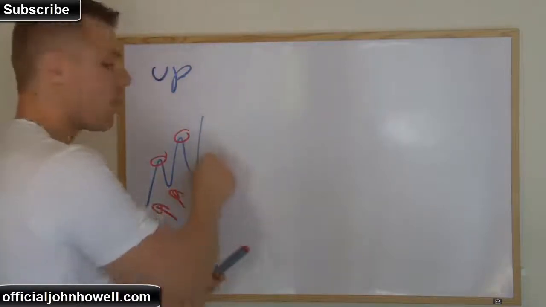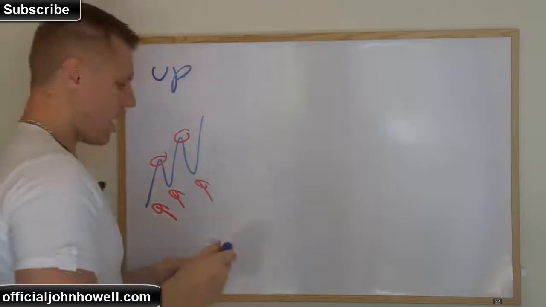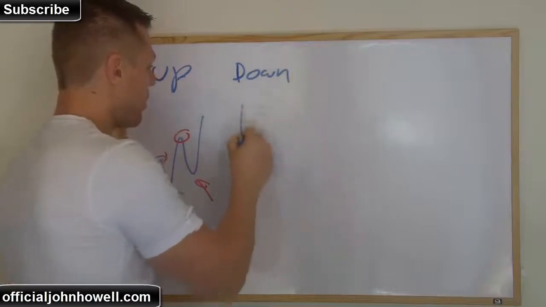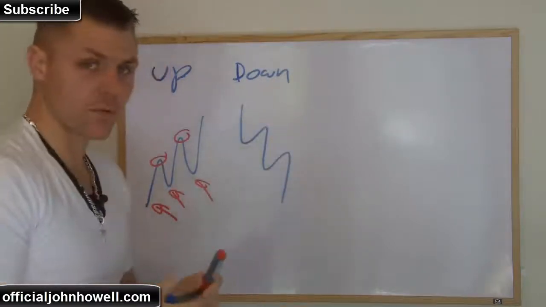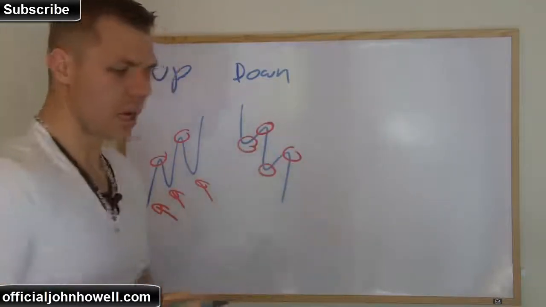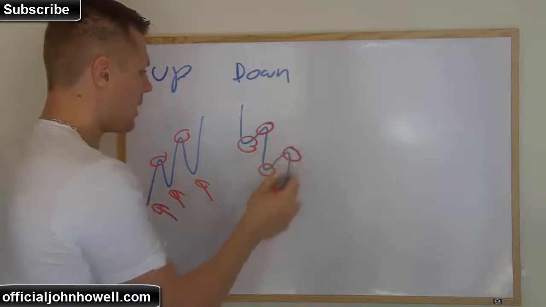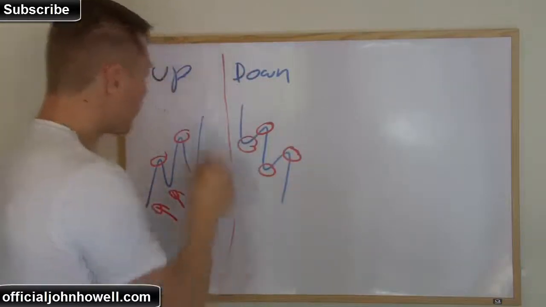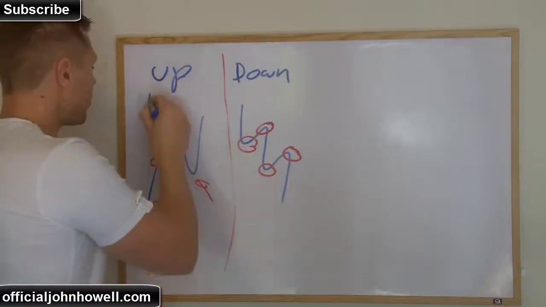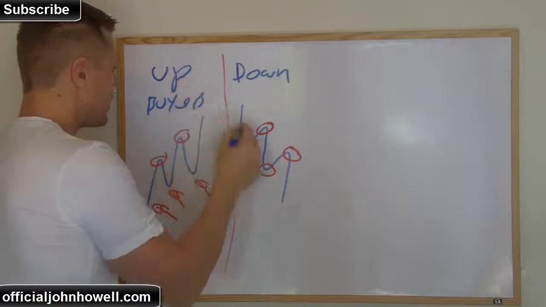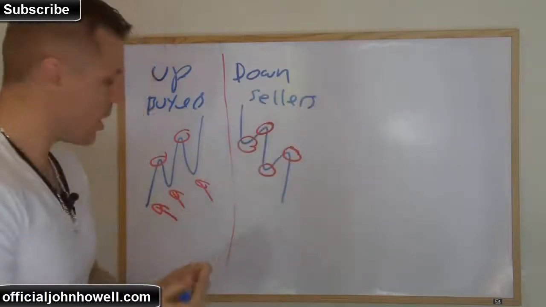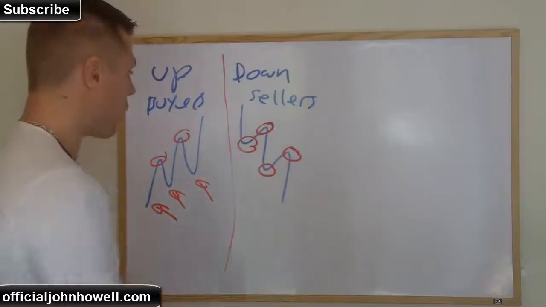So who's in control here? Buyers, right? And in a downtrend, what do we have? We have lower peaks and lower troughs, where the peaks are lower and the troughs are lower as well. Makes sense? So now we have an uptrend and a downtrend: here we have buyers in control, and this one here is obviously sellers in control. Buyers and sellers are in control, right?